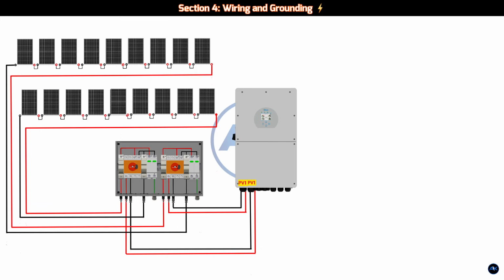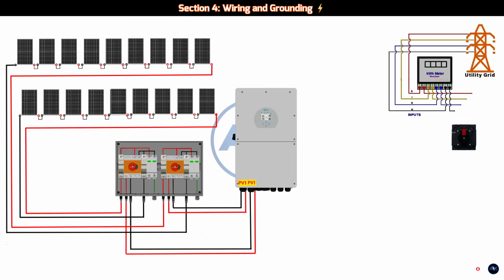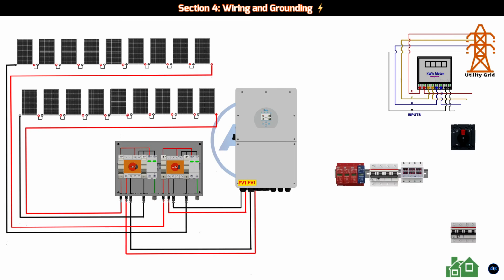4. DCDB connections. Inside the DCDB, connect the positive cable from each string to its designated fuse. The negative cable from each string connects to its corresponding terminal. The output from the fuses and negative terminals then goes to your DC isolator switch. Finally, connect the output of the DC isolator to the inverter's DC input terminals. Remember to connect the positive and negative leads of each string to their own MPPT input, as we discussed earlier.